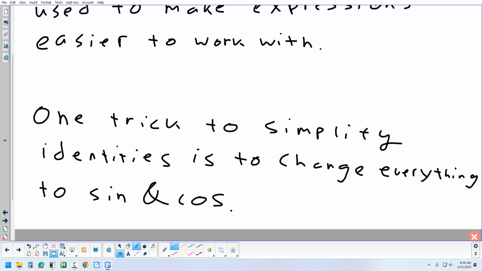Every trig function can be written with just sines and cosines. And a lot of times when you do that, you will get things that cancel out. Okay.